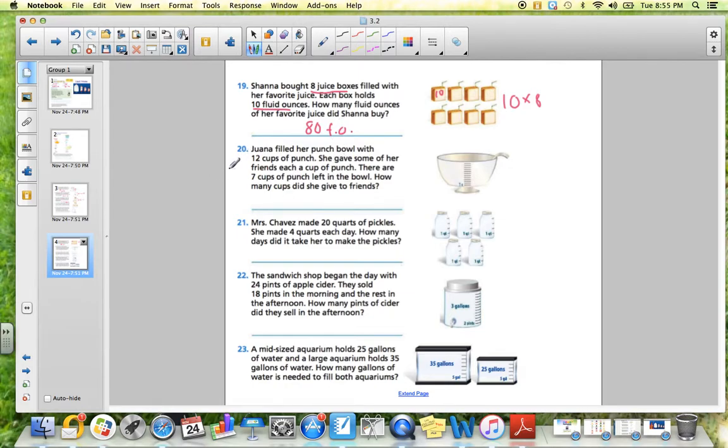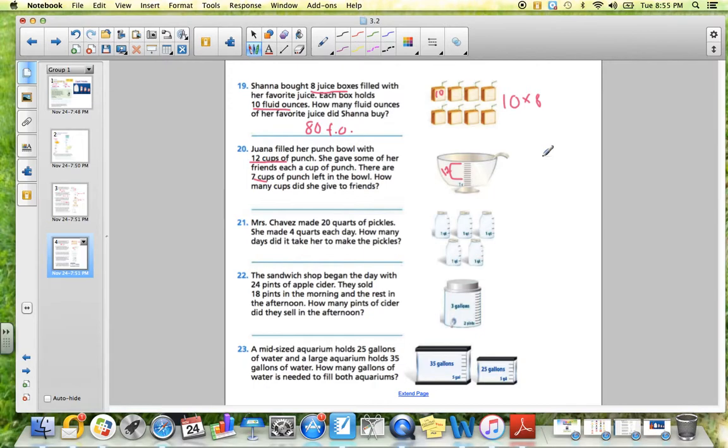Number 20. Juana filled her punch bowl with 12 cups of punch. She gave some of her friends each a cup of punch. There are 7 cups of punch left in the bowl. How many cups did she give to her friends? Okay, so each tally mark on this picture represents a cup. Yes, a cup. And so altogether there's 12 in this picture.